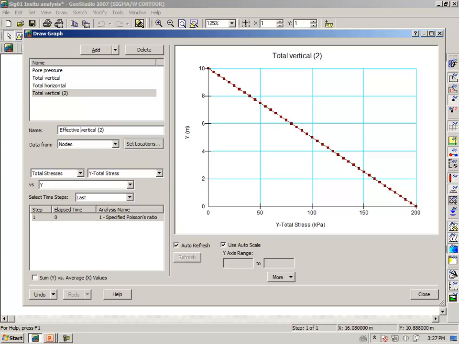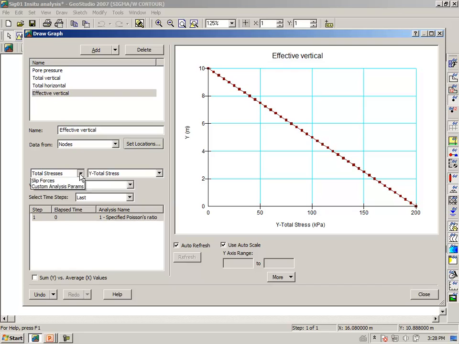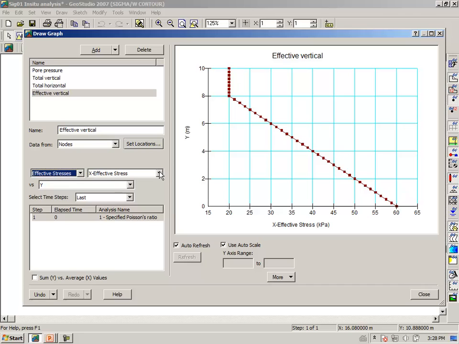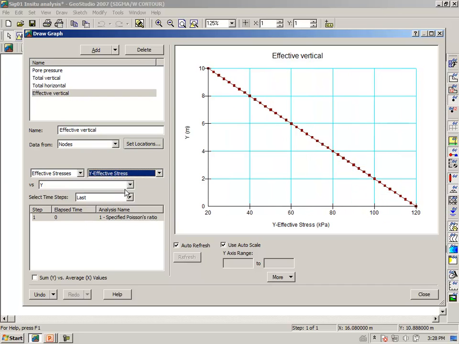The effective vertical stress, and now we need to go to the effective stress group here. The effective stress group, selecting Y effective stress, and so that is a graph of the vertical effective stress.